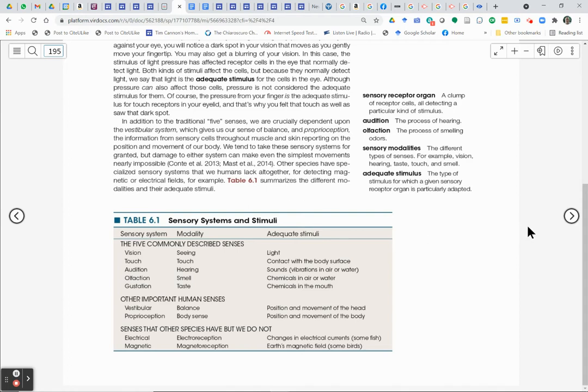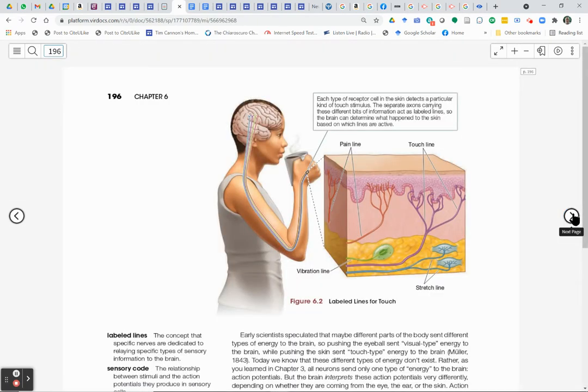electrical and magnetic sensations. Whoop, somebody's yawning. And adequate stimulus, the type of stimulus for which a sensory receptor organ is particularly adapted. So the adequate stimuli are there in the third column of table 6.1.